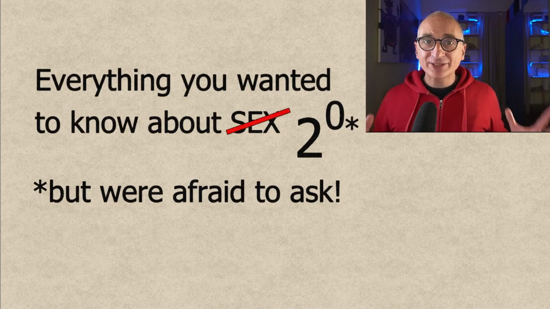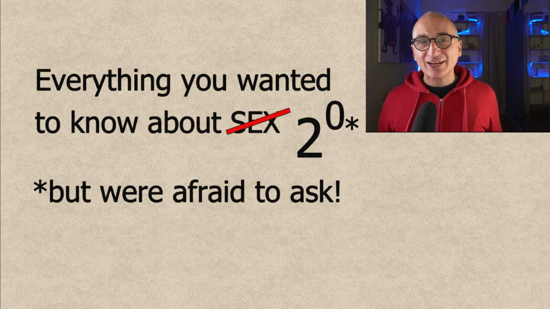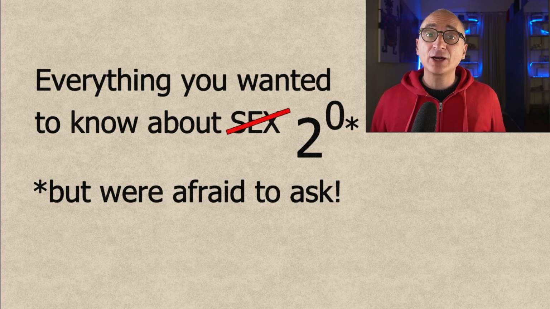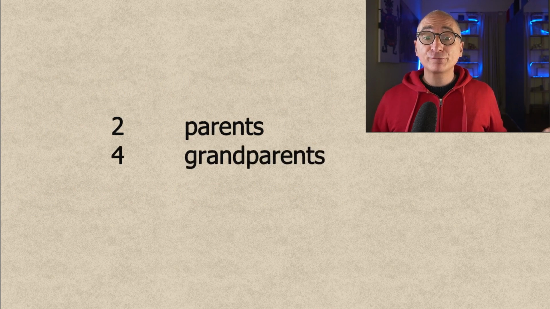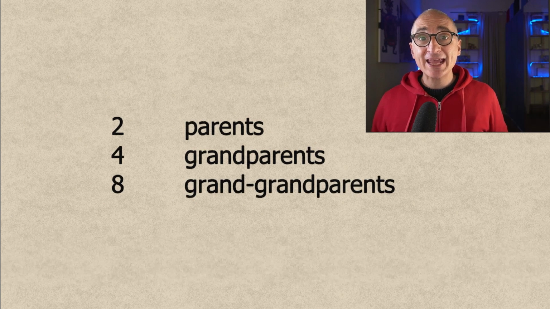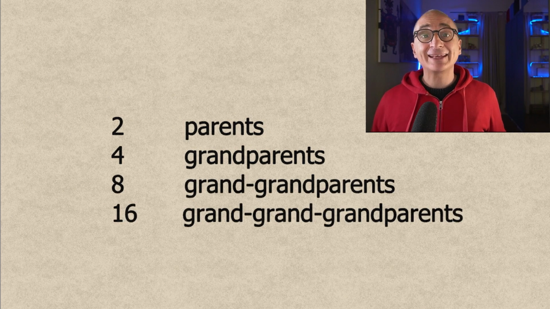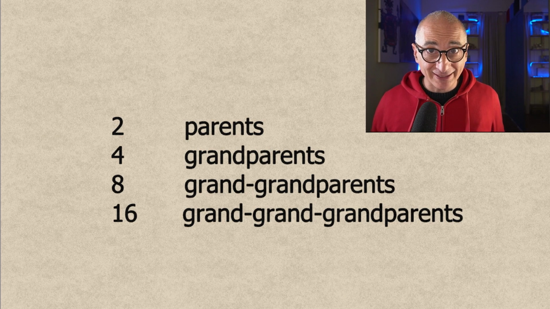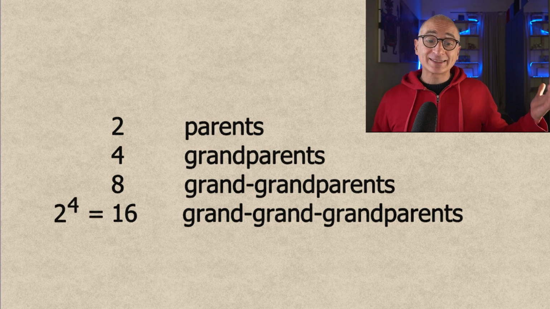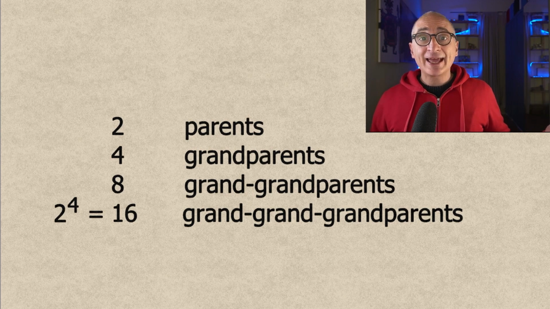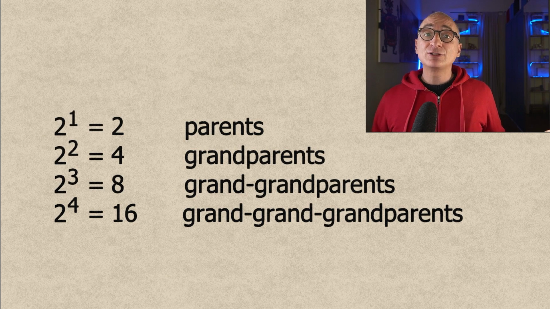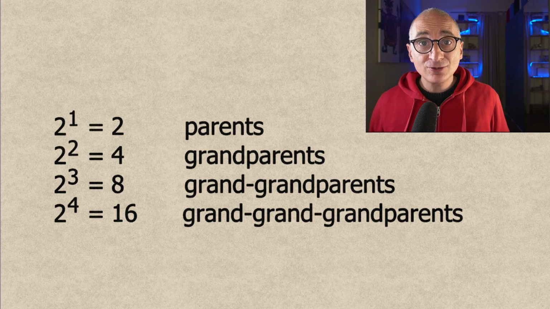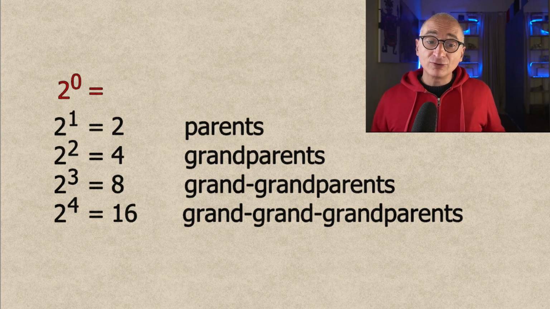So here we're back. I'm gonna try to convince you that 2 to the power 0 is actually 1, and I'm gonna give you at least 10 proofs of that. So here we go with the first proof. You have 2 parents, and then you have 4 grandparents, and 8 grandparents, and 16 grandparents. And you can write that as 2 to the power 4, 16. And 2 to the power 3 is 8, and 2 to the power 2 is 4, and 2 to the power 1 is 2, and so 2 to the power 0 must be 1.